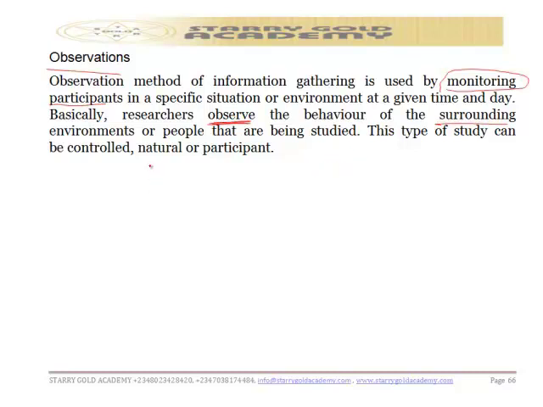So this study can be controlled, natural, or participant. When we are talking of controlled observation, it is when the researcher uses a standardized procedure of observing participants or the environment. You have controlled it. You don't want to go outside the standard you have set. That is when it is controlled. Natural observation is when participants are being observed in their natural condition. Participant observation is when the researcher becomes part of the group being studied. So we have three types: controlled, natural, and participant. That is three ways through which you can carry out observation as a way to gather data. And this is also a primary type of data source.